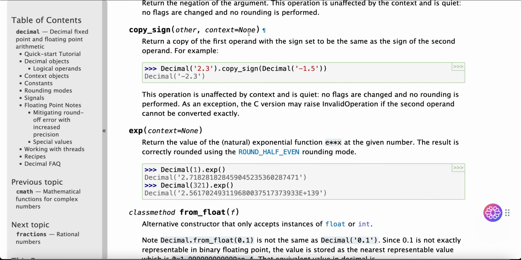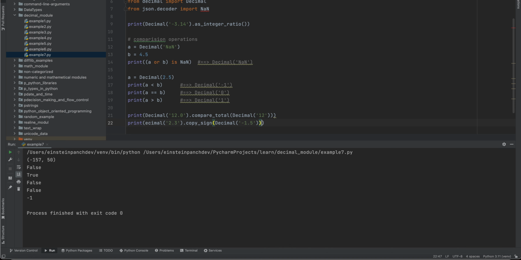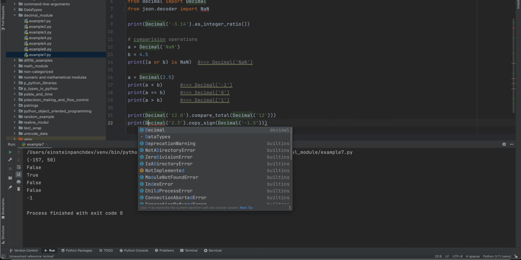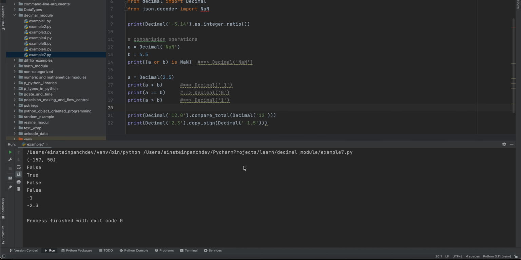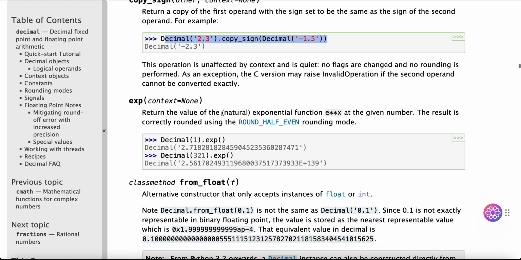copy_sign, other, context equal to None. Return a copy of the first operand with the sign set to be the same as the sign of the second operand. For example, Decimal 2.3 dot copy_sign Decimal -1.5 gives -2.3. This operation is unaffected by context and is quiet. No flags are changed and no rounding is performed. As an exception, the C version may raise InvalidOperation if the second operand cannot be converted exactly.